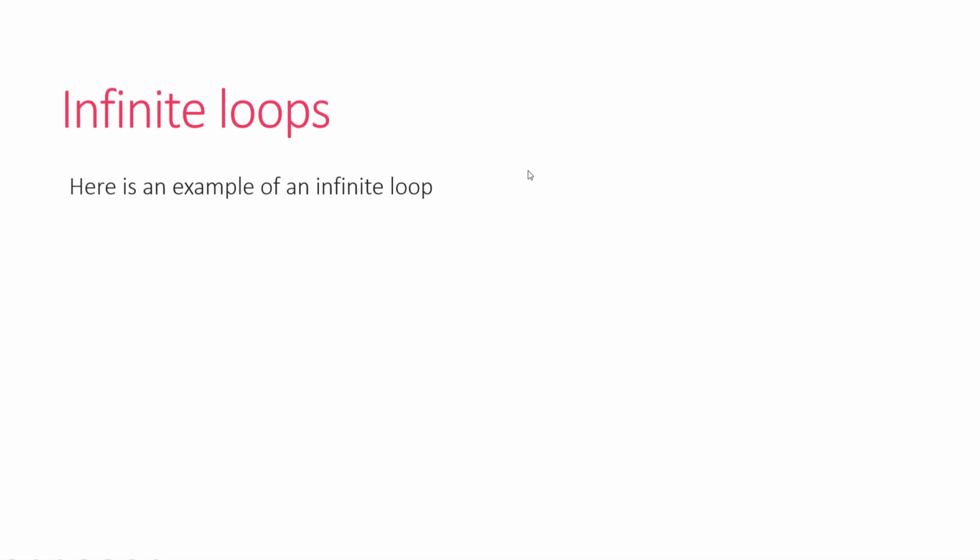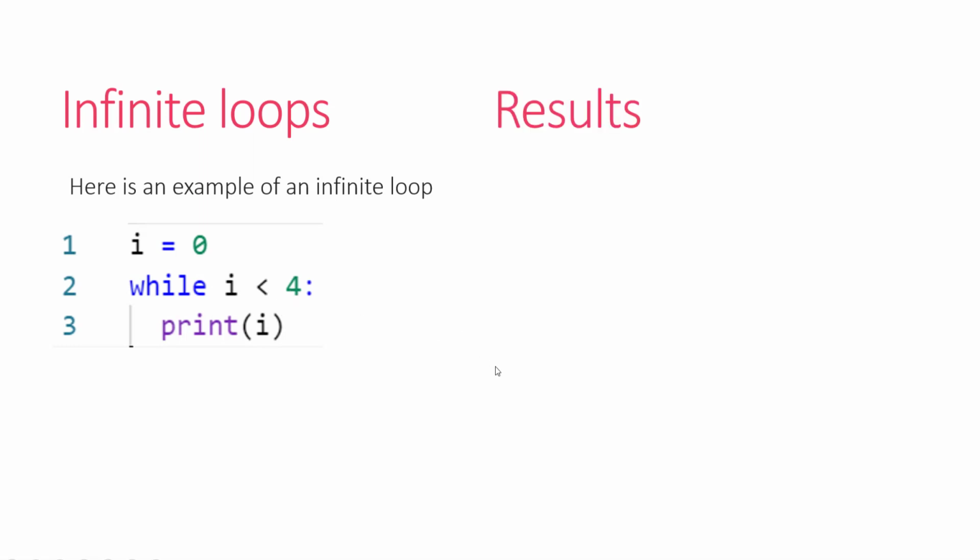So here's an example of an infinite loop. Here you have i is equal to 0, and while i is less than 4, print i. It will just give you back a constant stream of zeros. That is not what we want with while statements. You have to make sure that you do not get an infinite loop.